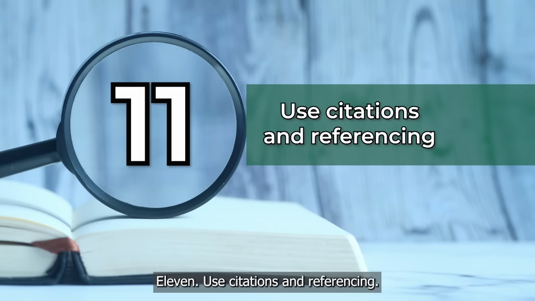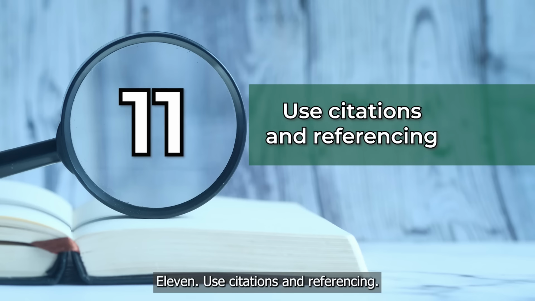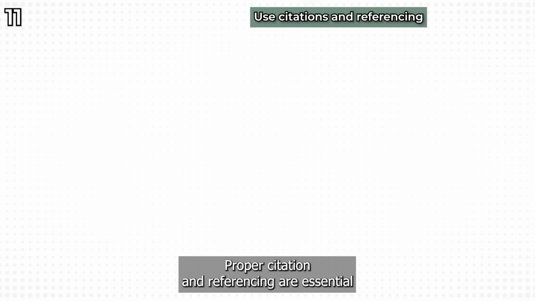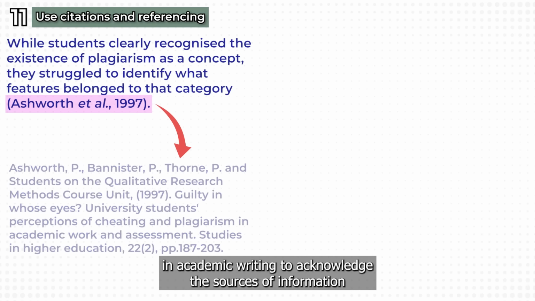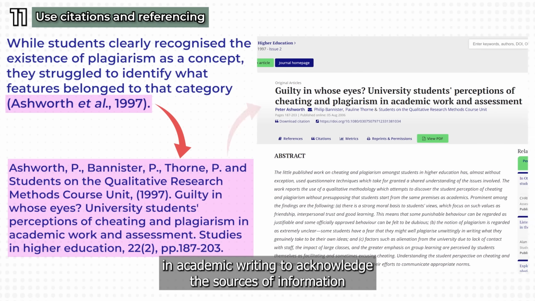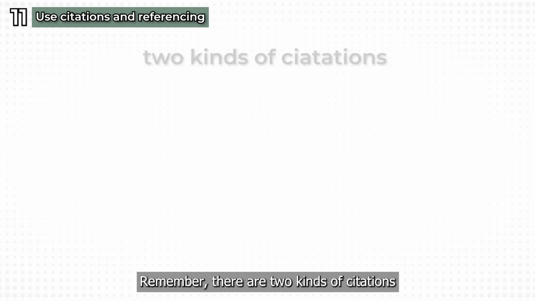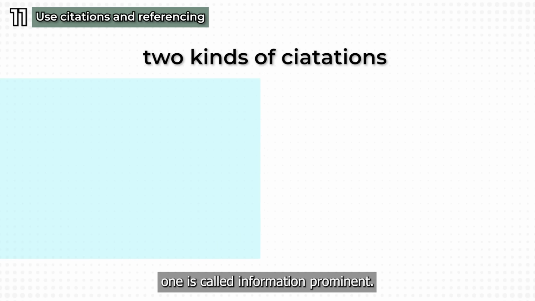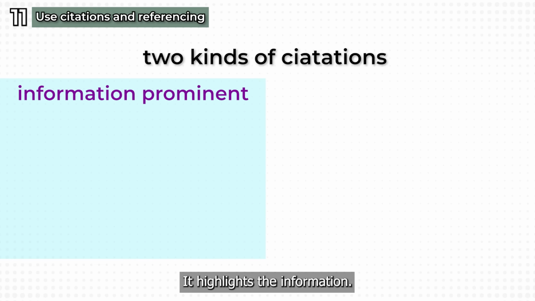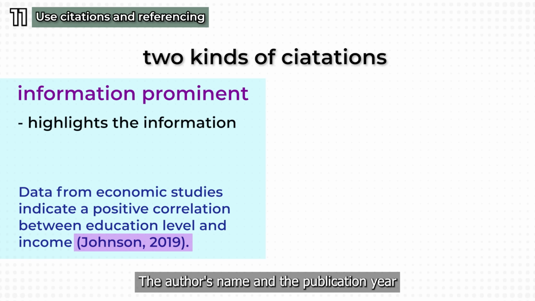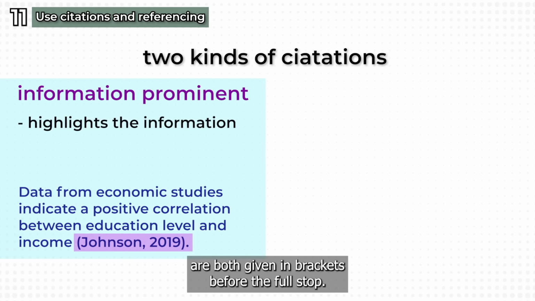11. Use citations and referencing. Proper citation and referencing are essential in academic writing to acknowledge the sources of information and ideas used in the work and to avoid plagiarism. Remember, there are two kinds of citations. The first one is called information prominent. It highlights the information. The author's name and the publication year are both given in brackets before the full stop.